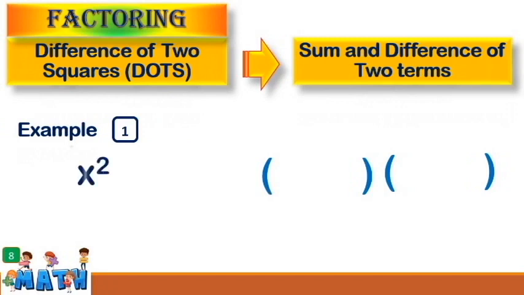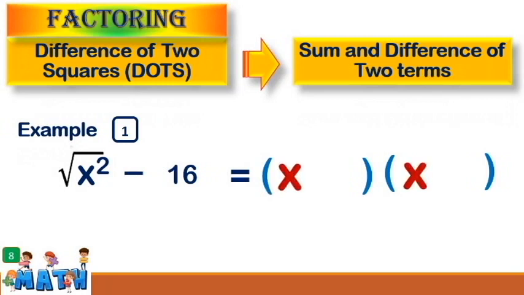Let's try example number 1. We're going to get the factors of x squared minus 16. What are we going to do? First, we're going to get the square root of x squared. The square root of x squared is x, since x times x is equal to x squared, and the square root of 16 is 4, since 4 times 4 is 16. So writing the answer as a sum and difference of two terms, we have the quantity x plus 4 times the quantity x minus 4, which is the final answer.